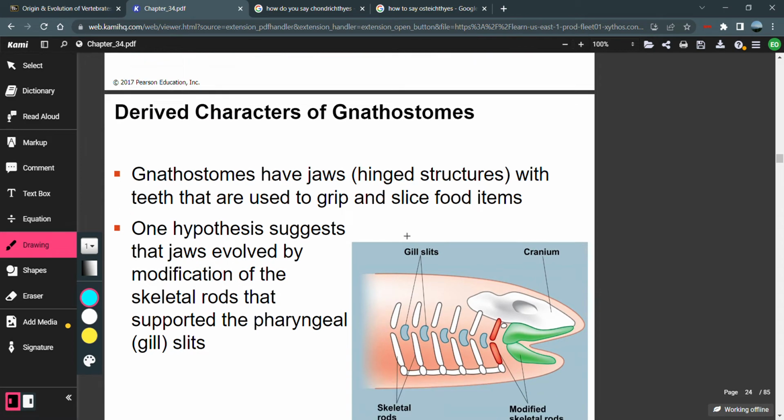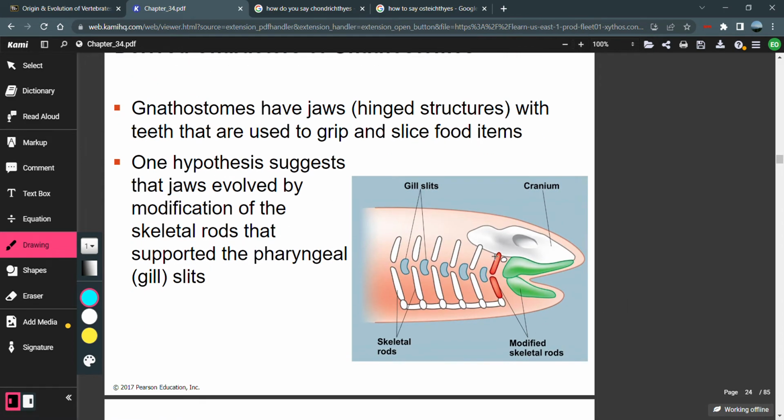So where do these jaws come from? Well, they are modified skeletal rods, and there's one hypothesis that these gill slits that were supported by skeletal rods were modified into the jaw, which is the maxilla and the mandible. I believe it's called the mandible.